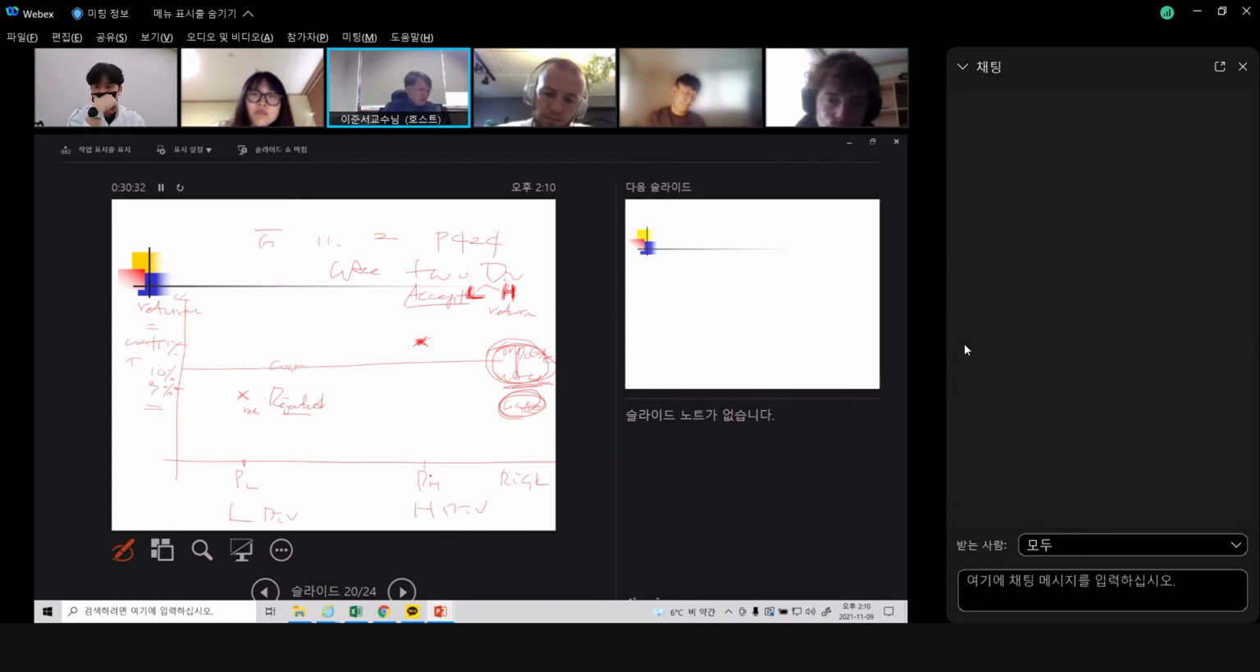But as you can see on page number 424, division L's WACC is 7%, and division H's WACC is 13%.